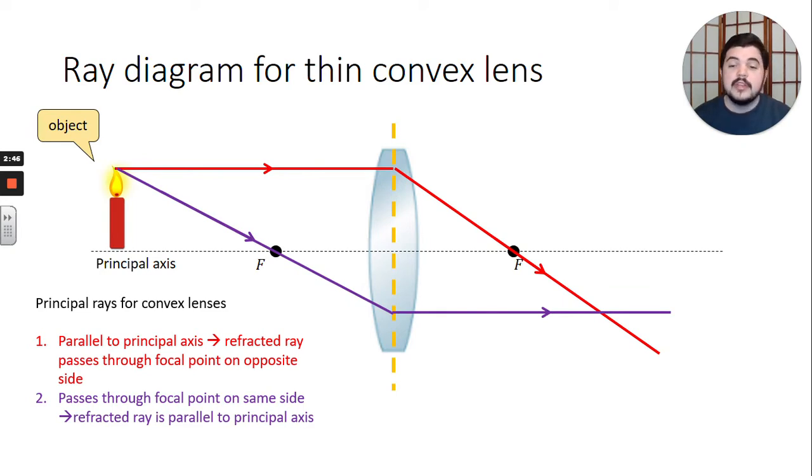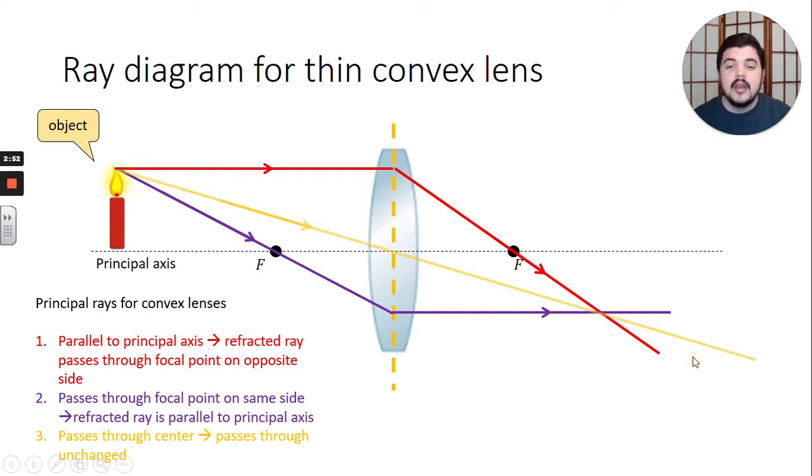Now that's enough, but we should learn one more ray for good measure. Light that passes through the center of the lens is going to go unchanged through that lens. So overall, this is where our light rays meet. So that is where this lens will form an image. There we go. There's our three principal rays. You should be familiar with how to draw ray diagrams for lenses.